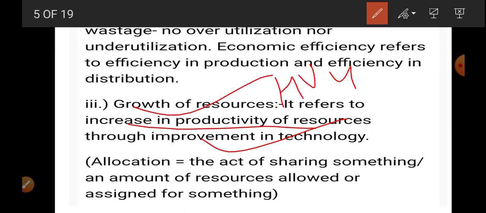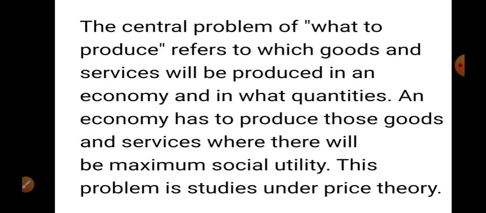Before the 1970 implementation of the green revolution, we were dependent upon the USA, but after adoption of the green revolution, we are self-reliant in production of food grain, and we are maintaining buffer stock. So technology is the way we can increase our productivity, that is, we are able to achieve growth. Now we are going to discuss the three central problems in detail.